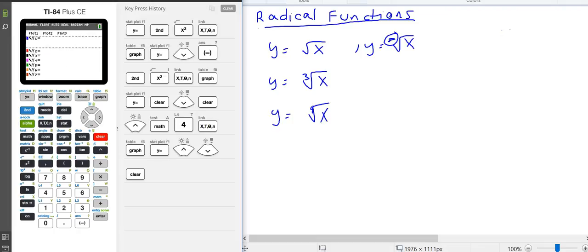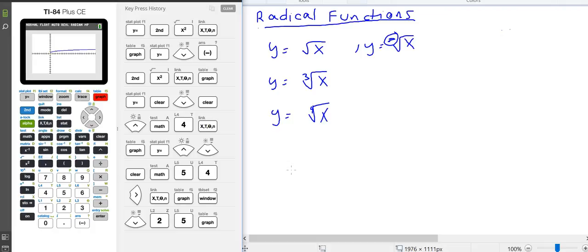To get the fourth root, we go into math. And then notice by 5, there's an x and then a radical sign. Press 5 or scroll down to 5. Now we could choose whatever number we want to put in there. So we're going to put in a 4. And then we're going to put inside an x. And graph.